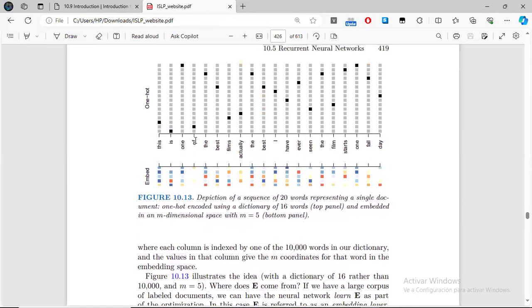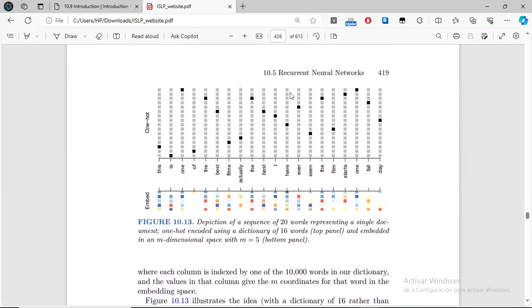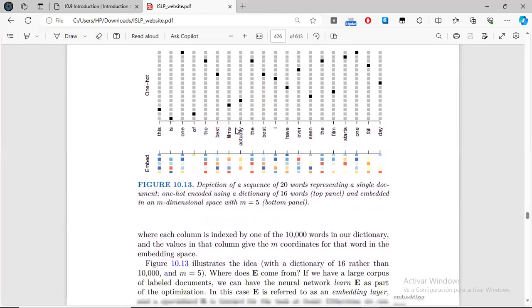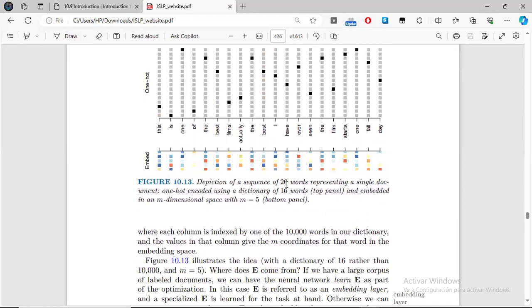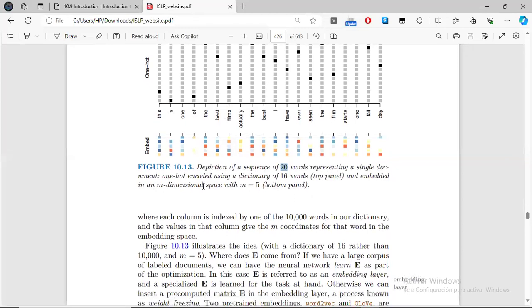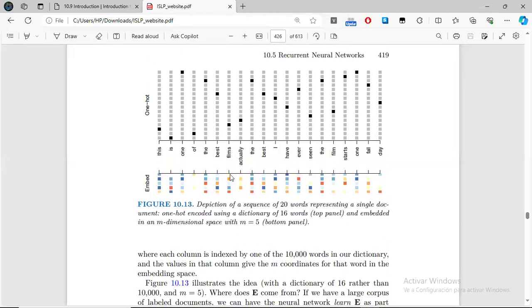But if dimensionality is an issue, they also mentioned that you can embed this, in this case a 20 dimensional space, into a lower one. It says it's 20 words, so 20 dimensions, embedded into a space of only 5. And now your vector that was only zeros except for one entry with a value of one gets mapped to a vector in R^5, but now it's not only zeros, it can be really any real number.